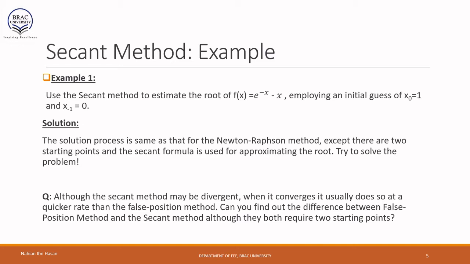So let's look at an example using the second method, which is f of x equals e to the power minus x, minus x. So this is our function, and the initial guesses are x naught equal to 1 and x minus 1 equal to 0. So using these two guesses and the second formula, we can find the root. Let's see how we can do that.